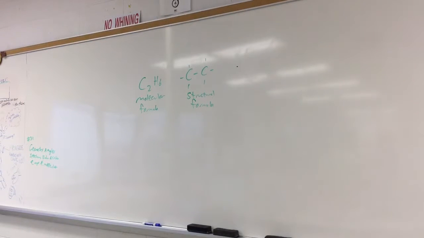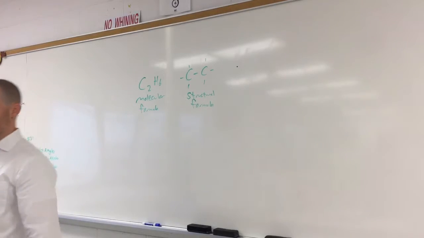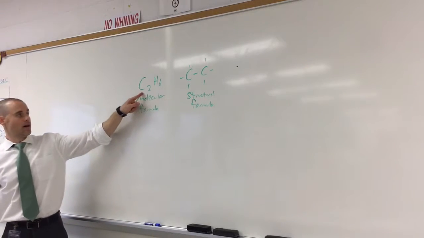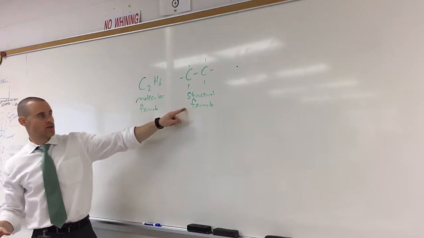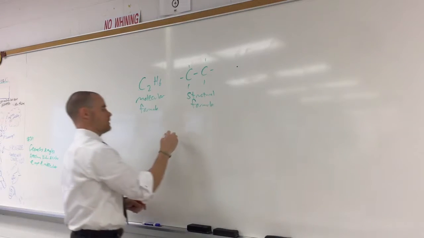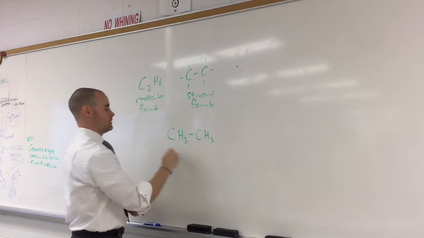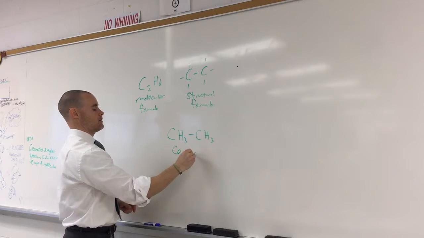Okay. All right, so you have your molecular formula. That's where you just have the number of C's and H's with the subscript. Structural is where you show all the bonds. Last one, I'll put it down here, is called condensed structural.